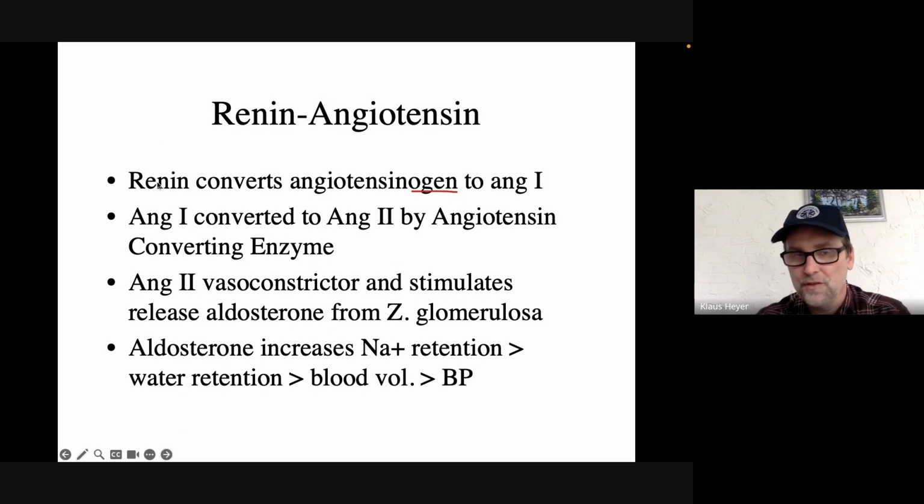That's going to cause the release of renin, and it starts this process, and the process is going to end with the secretion of aldosterone. Aldosterone is a mineralocorticoid. Aldosterone is going to be released from the zona glomerulosa, and this is what it does: causes your body to hold on to sodium.